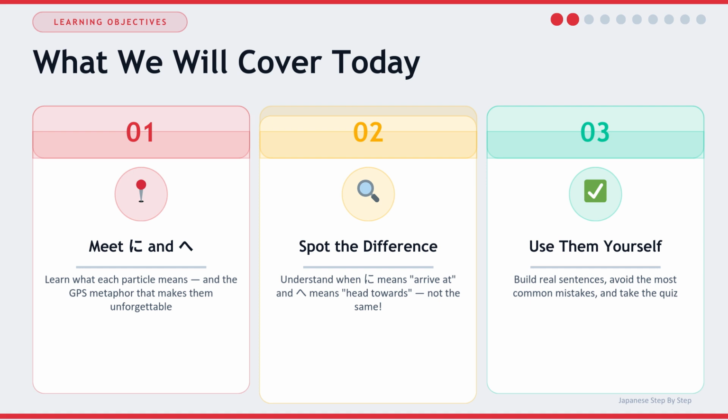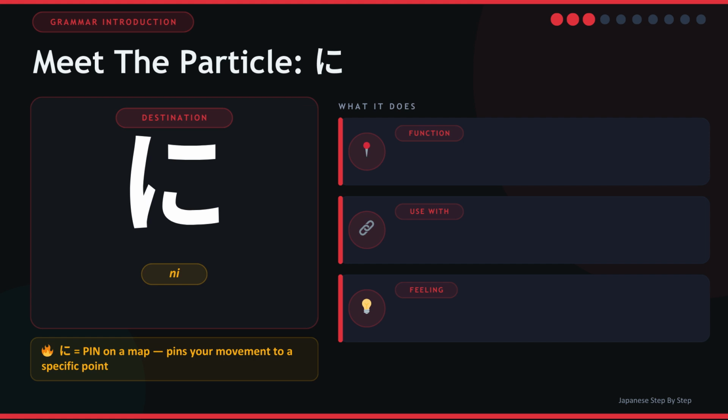By the end of this slide, you'll already know what's coming. And that's exactly the point. Let's start with objective 1. Meet the particles. に。 That's it. 1 character. But it changes everything about where you're going.